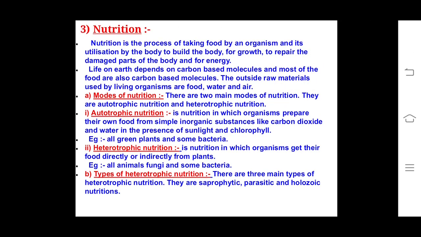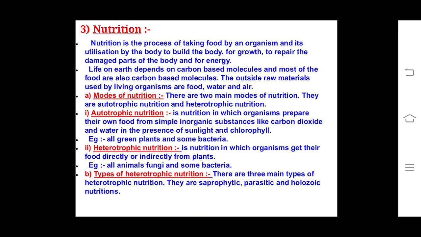Then the first one is nutrition. We have three basic necessities as human beings. All other animals have the basic necessities like food, water, and they also need a shelter. Our basic necessities are food, shelter, and clothing. So food is common for all organisms.